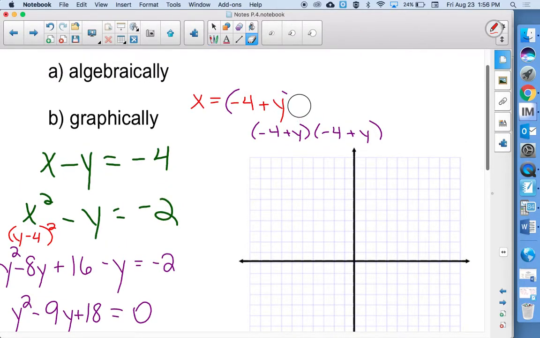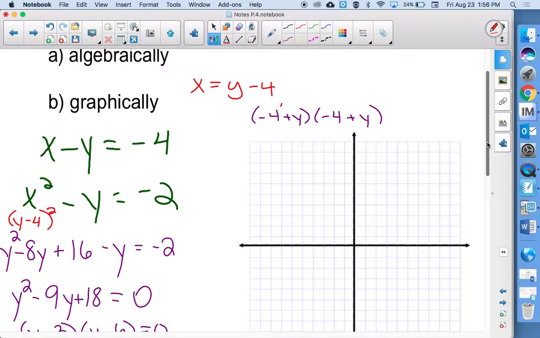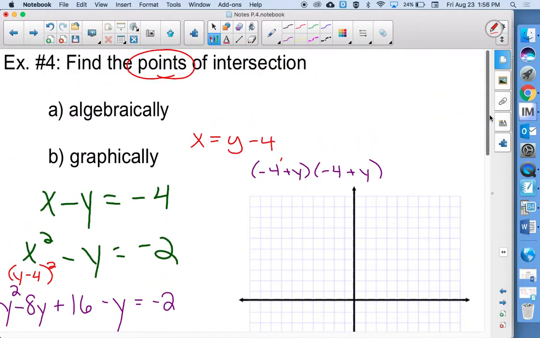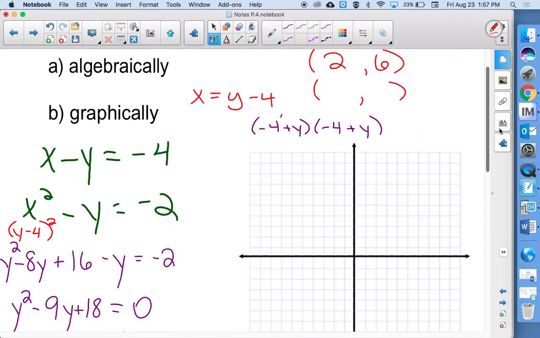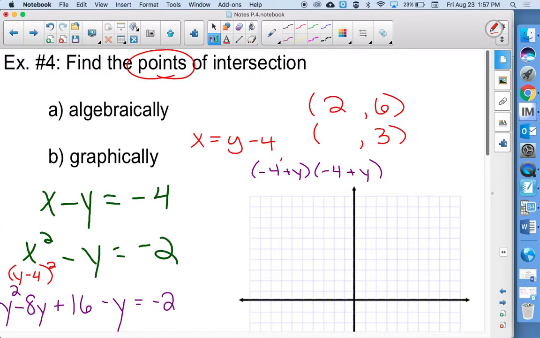So going back to this equation here, just going to write it as y minus 4. If you plug in the 6, Quinn, you would have the point 6 minus 4 is 2. So one point is 2, 6. What's the other one? We plug a 3 in. Then it's negative 1. Questions?